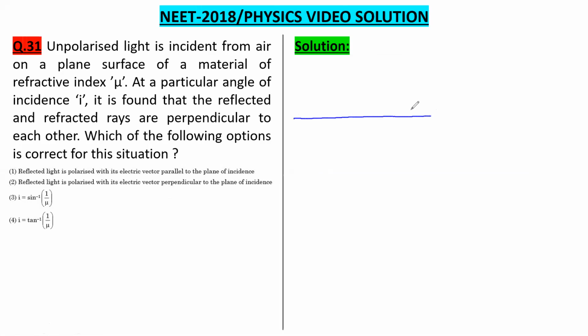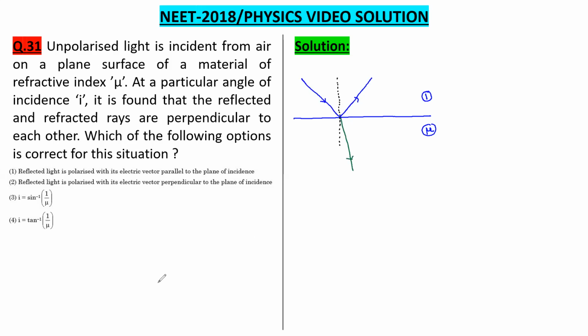Suppose an unpolarized light is incident at the interface of the two media. This is A, whose refractive index is 1, and in this medium the refractive index is mu. And suppose this is the normal at the interface. Part of the light will be reflected back, and some part of the light will go into the other medium.